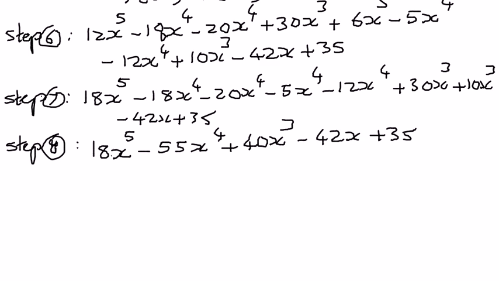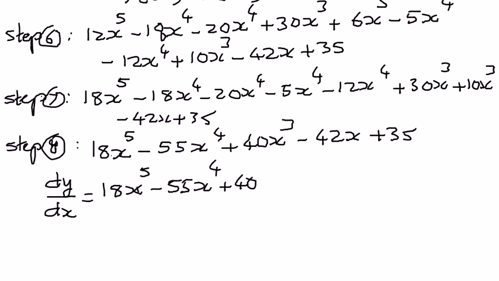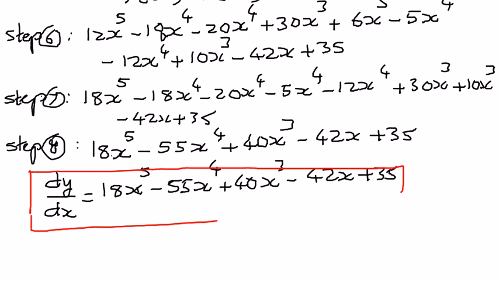So therefore, when we wanted to find the derivative of this product, 3x to the power of 2 minus 5x times x to the power of 4 minus 2x cubed minus 7, the derivative of that function dy by dx is equal to 18x to the power of 5 minus 55x to the power of 4 plus 40x cubed minus 42x plus 35. So that is our answer. So that's where we want to leave it. This is our answer. Okay.